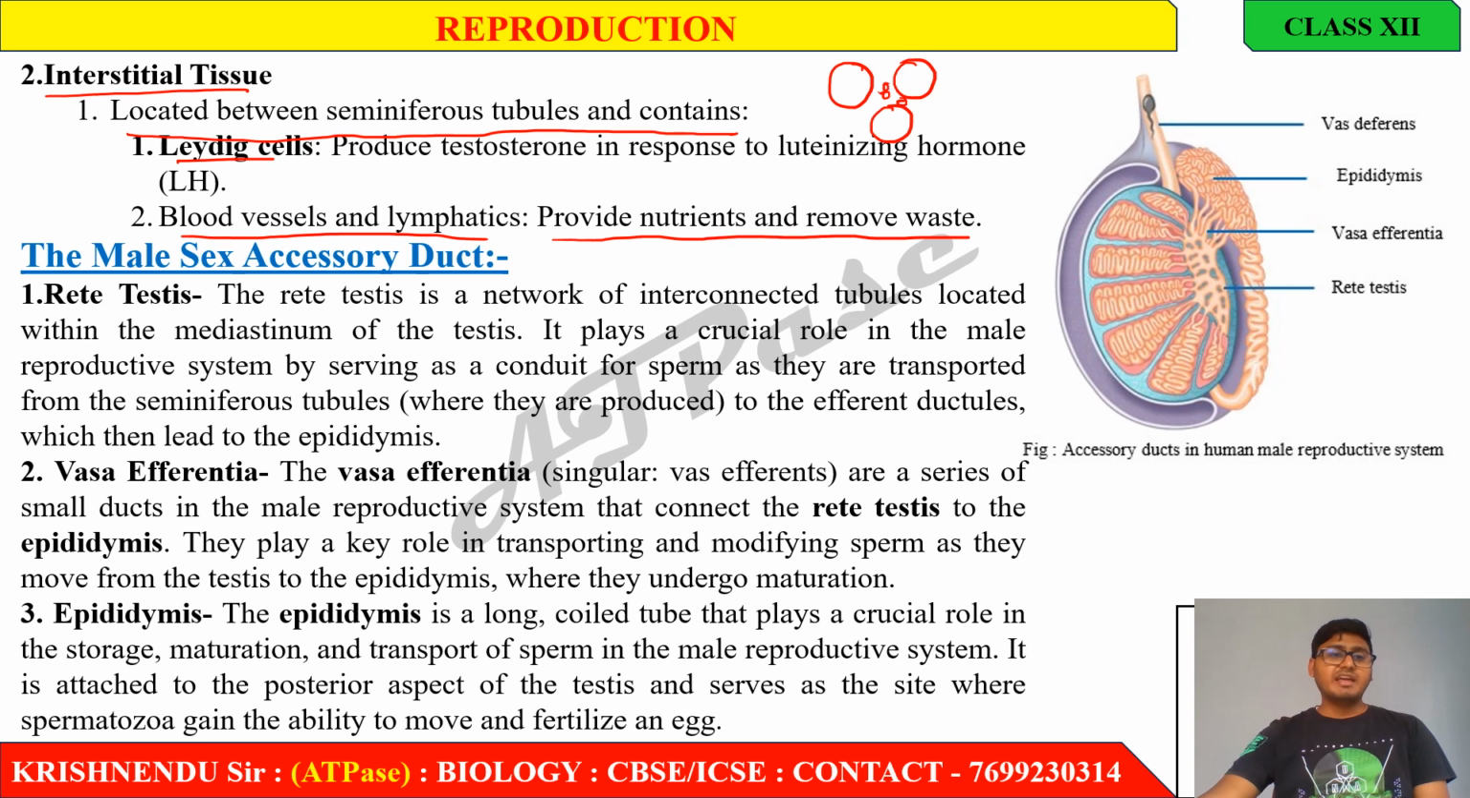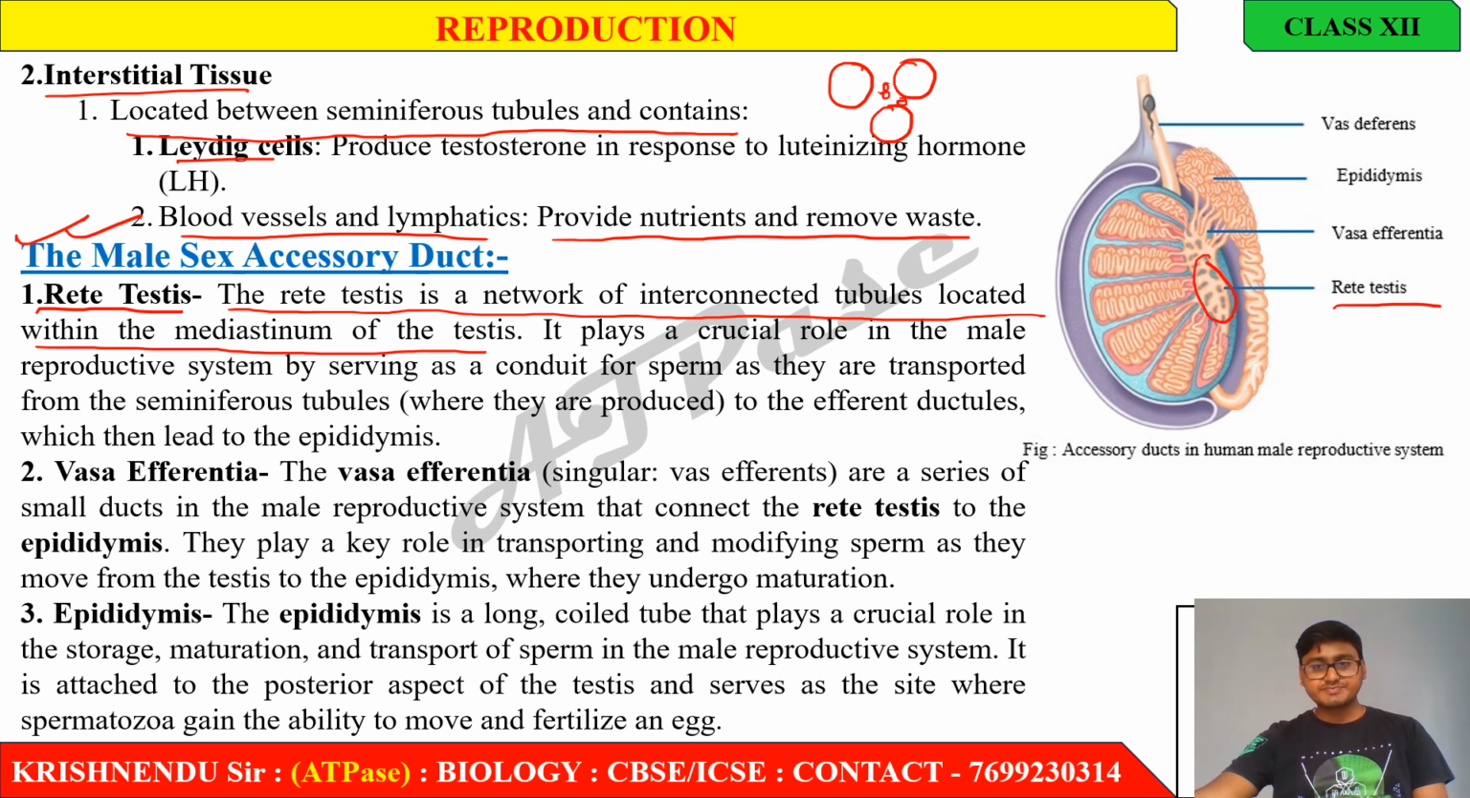Okay, now the male sex accessory ducts, that means ducts which help in the male reproductive system. The first duct is rete testis. The rete testis is a network of interconnected tubules located within the mediastinum of the testis. Okay, this is rete testis. It plays a crucial role in the male reproductive system by serving as a conduit for sperm as they are transported from the seminiferous tubules where they are produced.